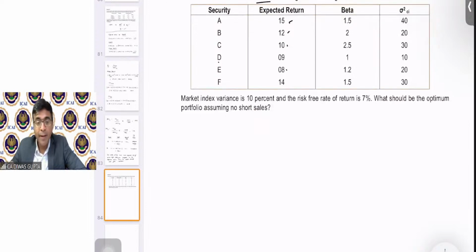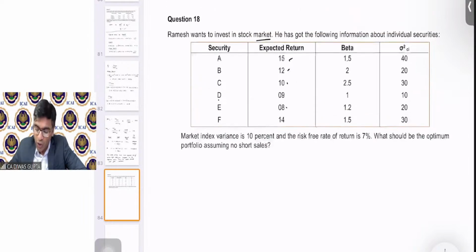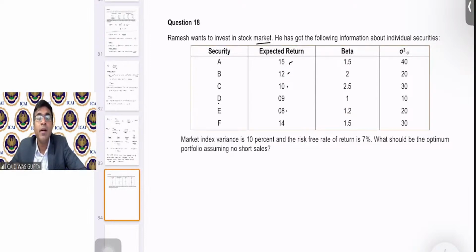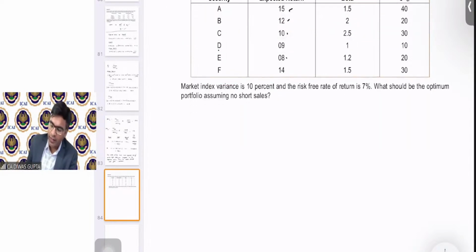Market index variance is 10% and the risk-free rate of return is 7%. So they are telling us that the market index variance, which is the risk of the market, is 10% and the risk-free rate is 7%. What should be the optimum portfolio, assuming no short sales? See, they have also told us that no short sales are allowed. Short sales is the short position that we discussed yesterday in our previous session. We said that short position is not allowed here. You have to think of it from the investment point of view, from the long position point of view. So it is a very sequential, step-based model that tells us which security and what proportion in that security. So we will follow that.